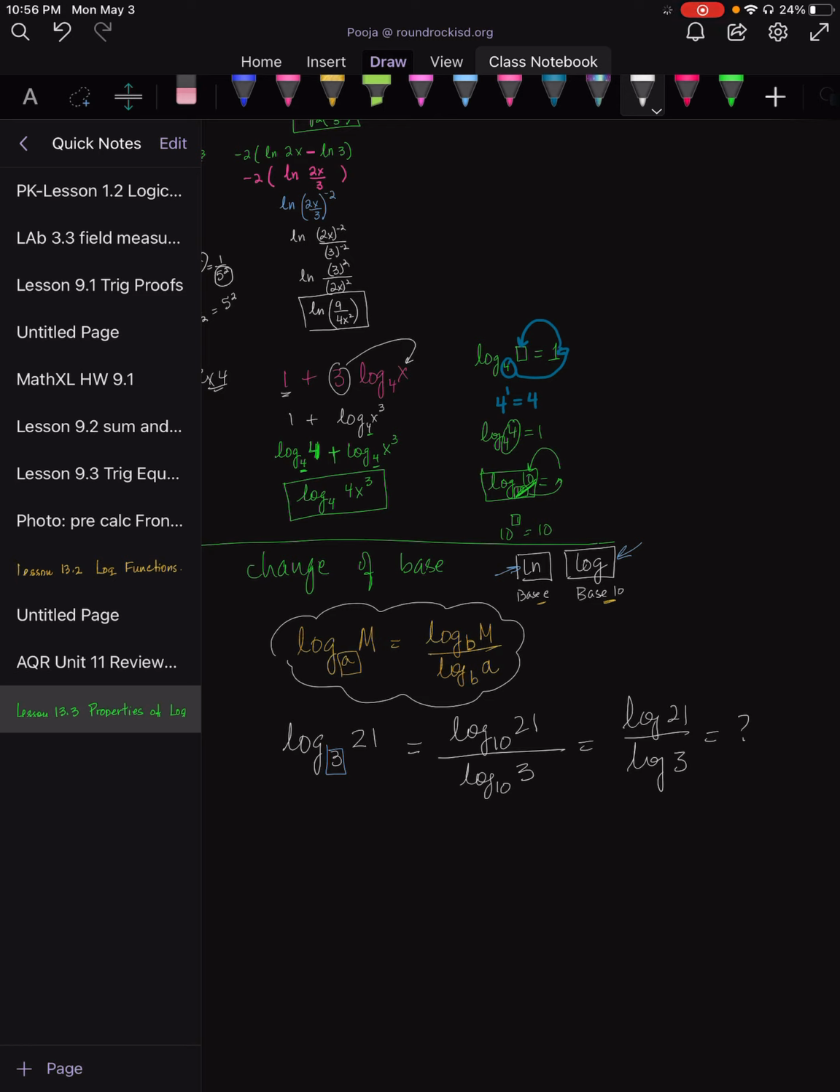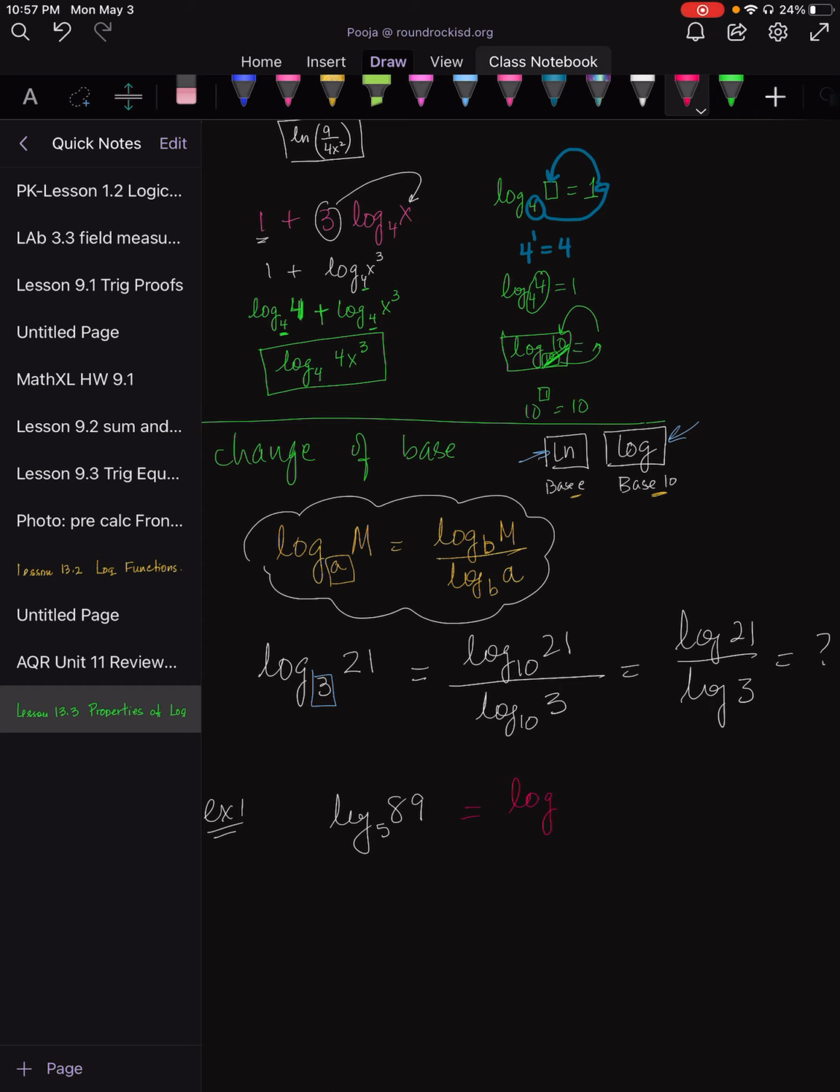Let me show you an actual example. Let's say we have log of 89, base is 5. So you're like, oh, I can do it on the calculator, but oopsies, both the buttons don't really work for base 5. So what can I do? I can convert it to base 10. So log of 89 base 10 divided by log of 5 base 10. And now this is calculator ready.